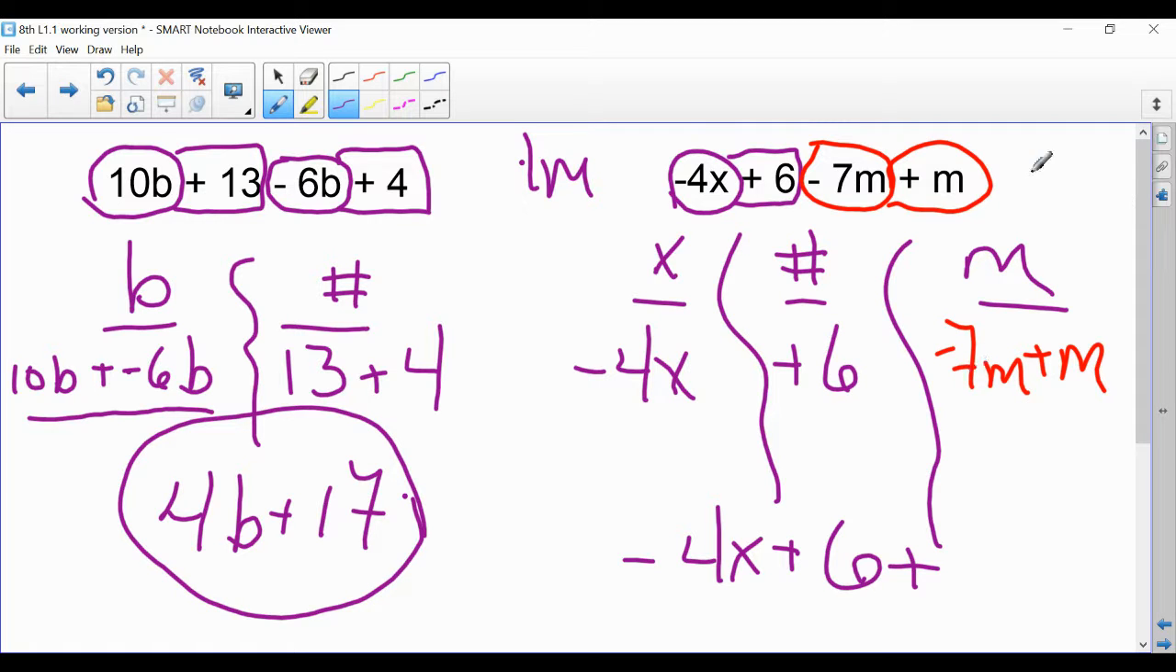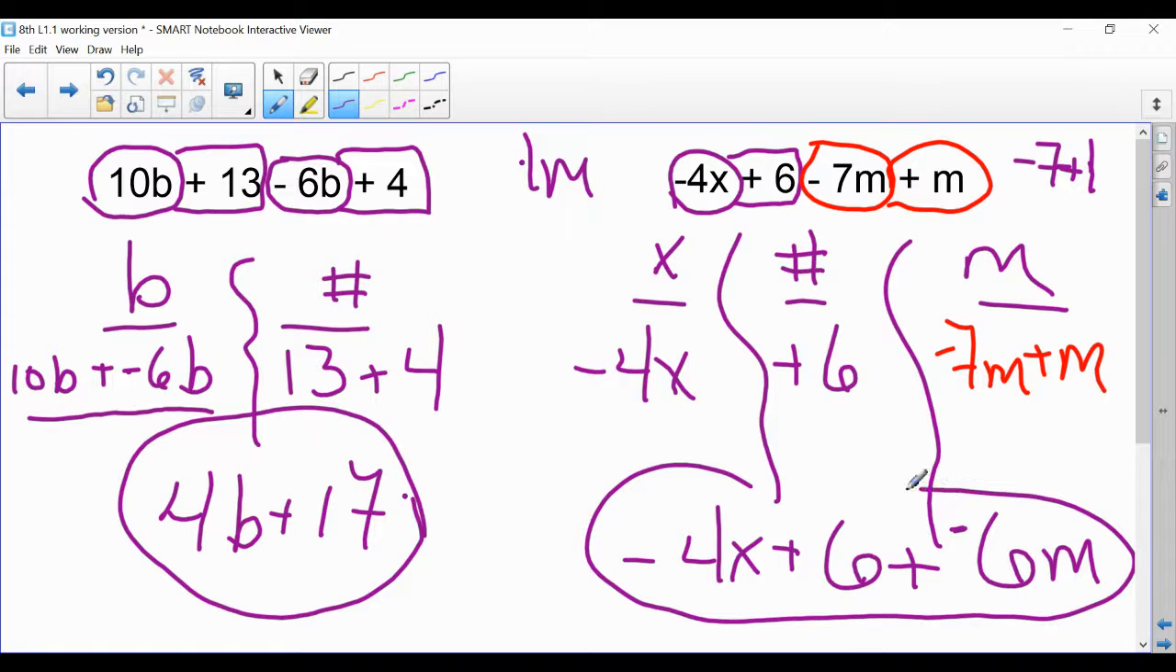So this actually says negative 7 plus 1. Different signs, find the difference. Negative 7 plus 1 is 6, right? 7 minus 1 is 6. Answer gets the sign of the larger value. So 7's larger, it has a negative sign in front of it. So our answer needs to have a negative sign in front of it. And then these were m's. We have an x, a number, and an m. None of them are like terms. So this is our final answer. Okay, you give it a try.